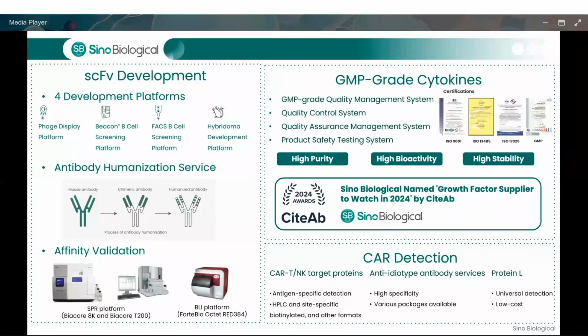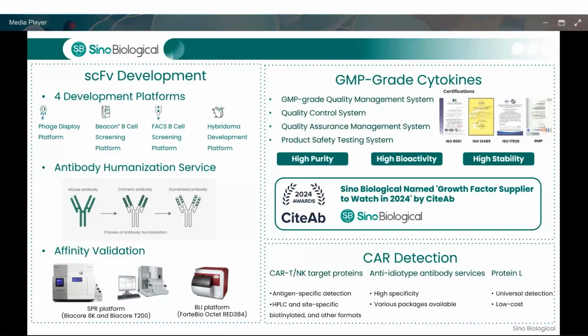To facilitate T cell or NK cell expansion, Sino Biological also provides GMP-grade cytokines. Since cytokines need to be added into the cell culture and the cell product will be infused back into the patient, the quality of the cytokines should be strictly controlled. Now we have 4 systems, including a GMP-grade quality management system, a quality control system, and a product safety testing system, to further ensure high quality, purity, and safety of the cytokines.